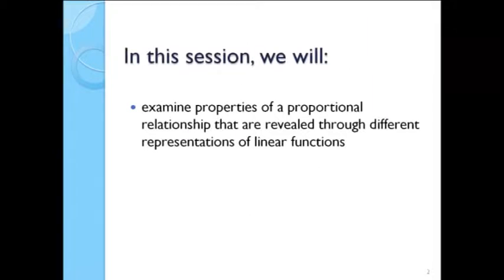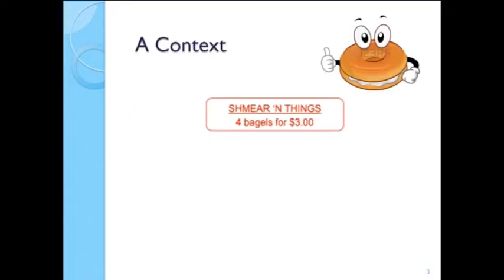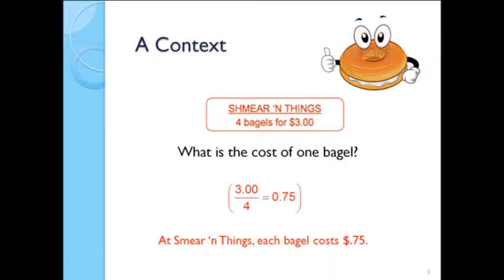Let's get started. In this session, we're going to use a familiar context and multiple representations to explore slope and intercept, unit rates, and proportional relationships. Welcome to our bagel shop, Schmear and Things, where you can buy 4 bagels for $3. Assuming you can buy just one, what would that cost?